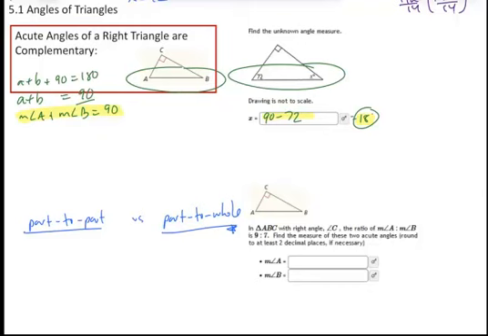Okay, so I'm going to start with part to whole. So if I have a part-to-part ratio of 9 to 7, how many total parts do I have? 16, right? So the whole is 16. So that means that A is the 9 out of 16, and B would be the 7 out of 16. We just need to determine what is the whole.